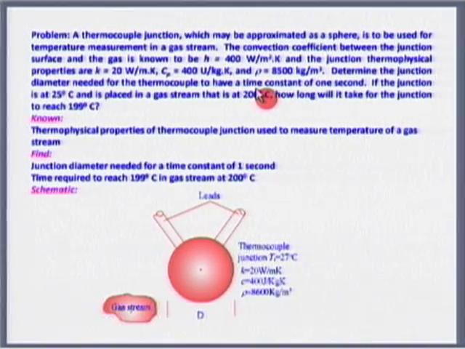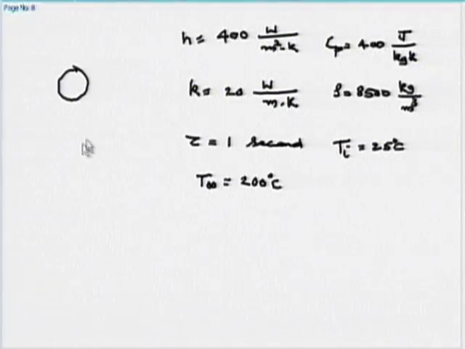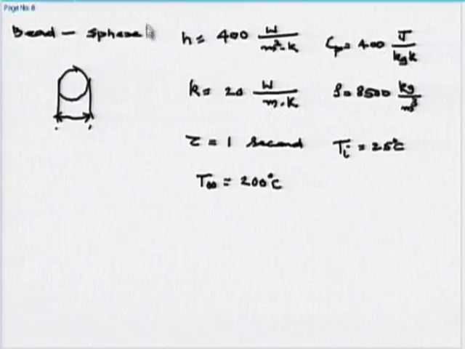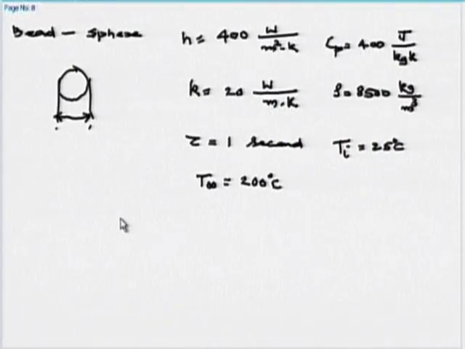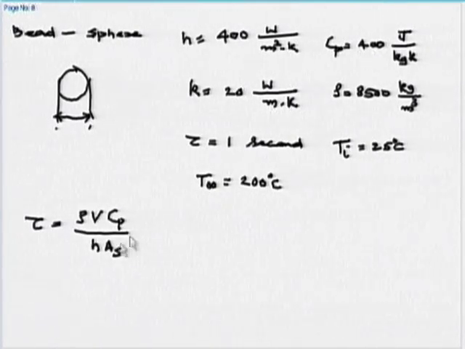First let us write down, this is the diameter, and the main assumption we are making is that the bead is assumed to be in spherical shape. Not always is it possible for us to make the thermocouple bead a sphere, but that is the closest assumption one can make for a thermocouple. So, what is tau? The time constant is given to be rho V Cp upon h As. So, tau equal to rho V Cp upon h As.